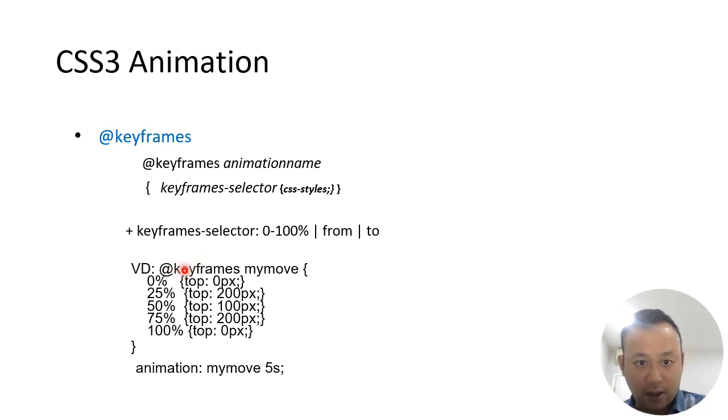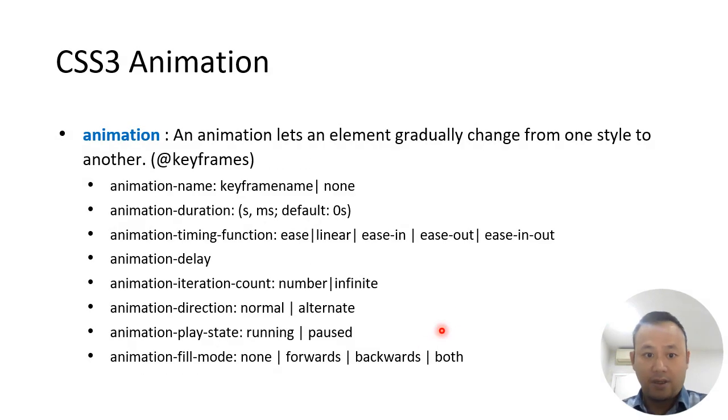So to get an animation to work, you must bind the animation to an element. Okay. And these are some animation attributes like name, duration, timing function, delay, iteration count, direction, play state, and a few more.